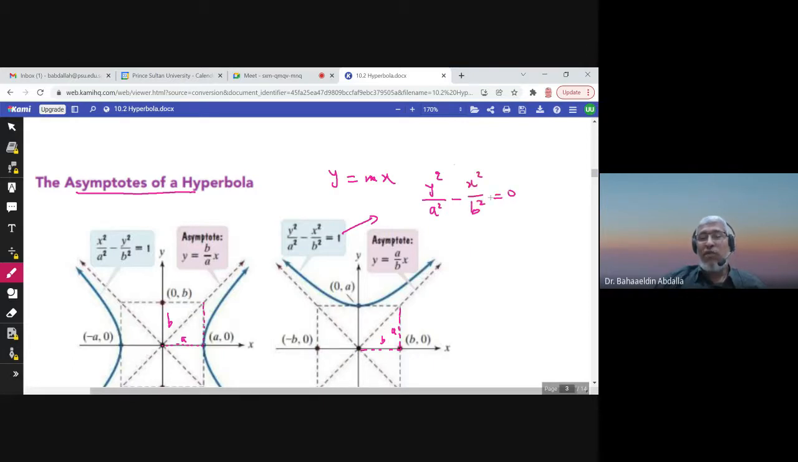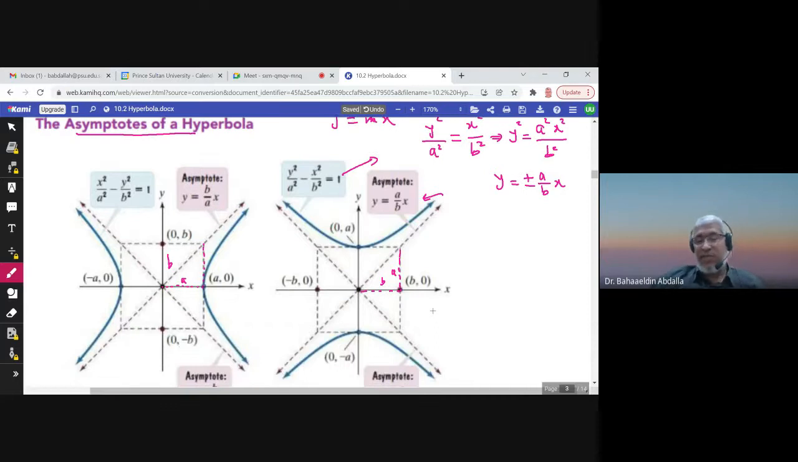And you solve this equation for y. You will get the asymptotes. To solve it for y, you take this to the other side. So I will have y square over a square equals x square over b square. And to solve it for y square, I will have y square equals a square times x square over b square. So y would be plus or minus a over b x. And this would be the equations of the asymptotes.